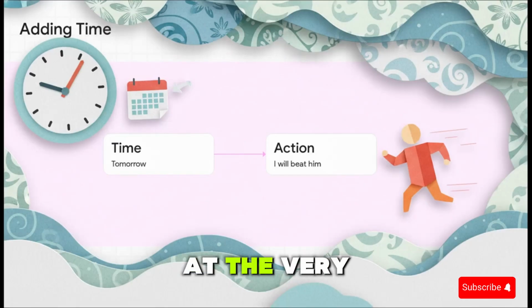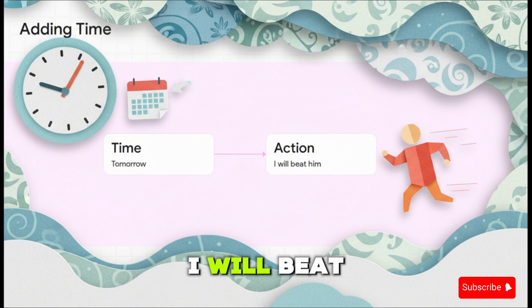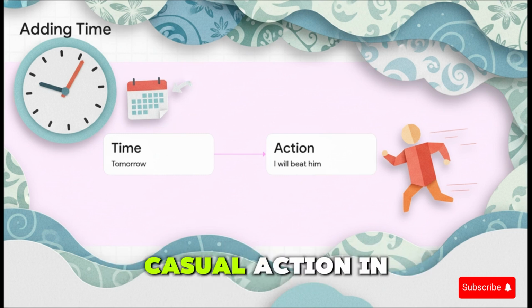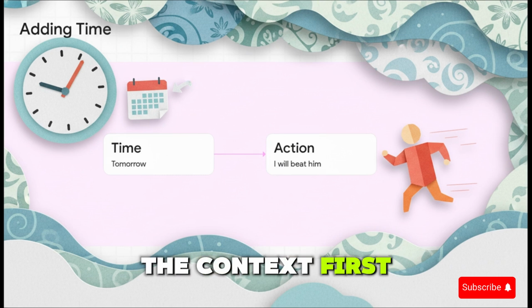If you guessed that it goes at the very beginning, you are absolutely right. Time goes first, so the structure becomes tomorrow I will beat him, or in Chinese, 明天我会打他. Now, you can actually also put the time right after the subject I, but the absolutely crucial takeaway here is that it must come before the action. There's no spontaneous, casual action in Chinese. You must establish the timeline and the context first.